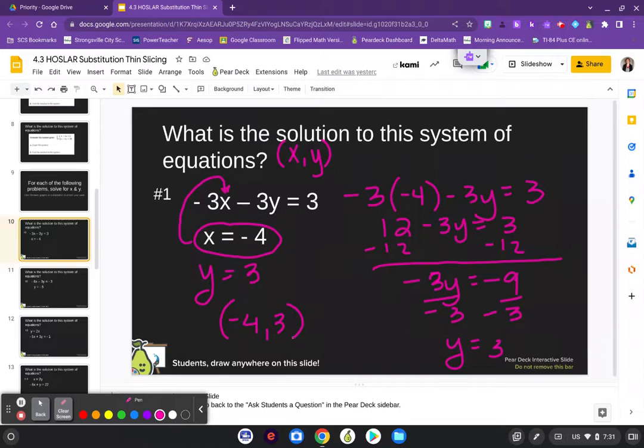And again, what that means is that if I were to graph these two lines, or these two equations, I should say, then this is the point where the two would intersect each other. And so we continued this process.